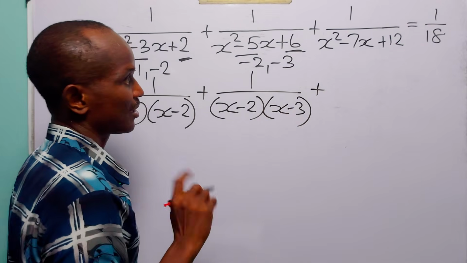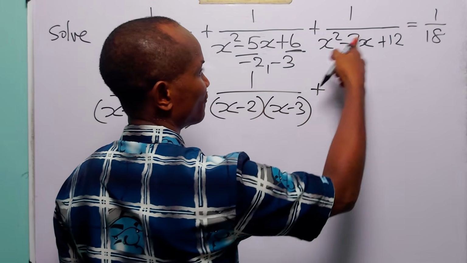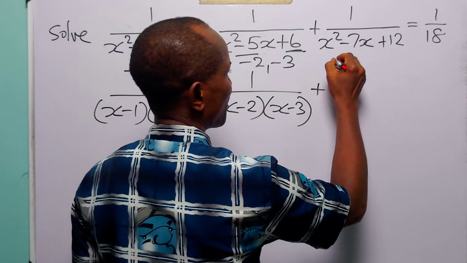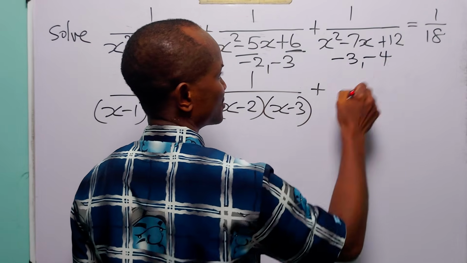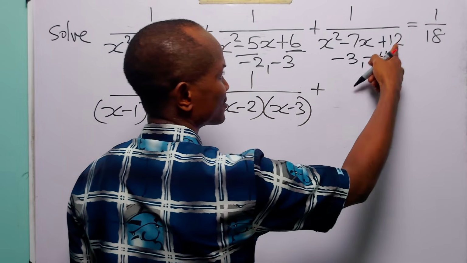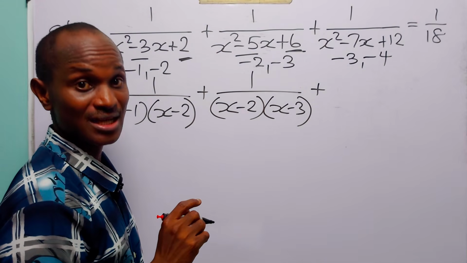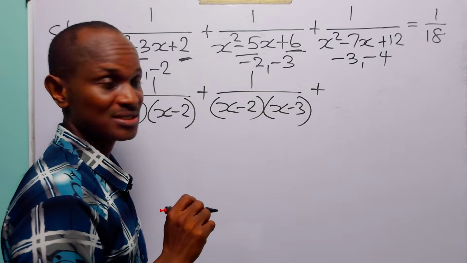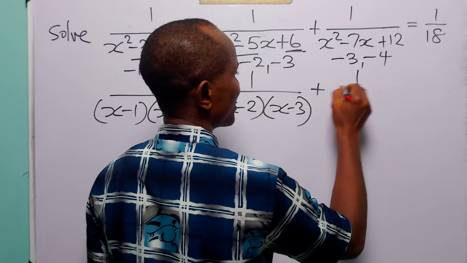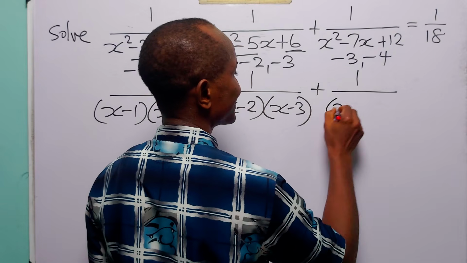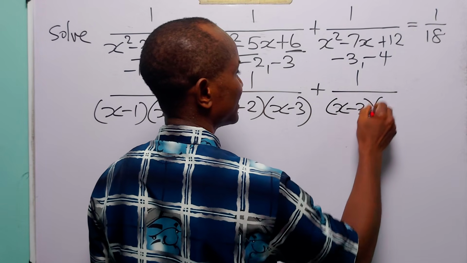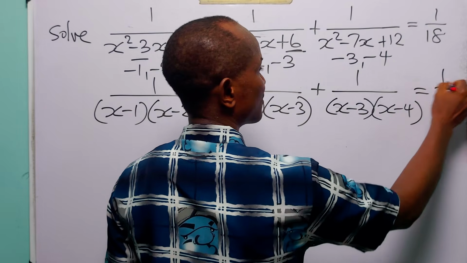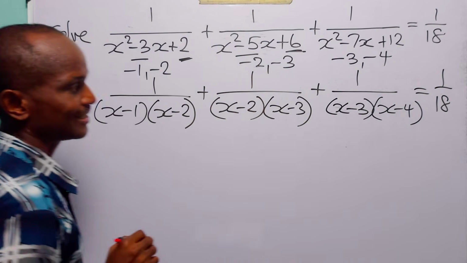In the last case, once more, we find the factors of 12 that add up to -7. We have -3 and -4 because -3 times -4 is going to give us +12, while -3 minus 4 is going to give us -7. So we can write this fraction as 1 over (x - 3) times (x - 4). And of course, this is equal to 1 over 18.